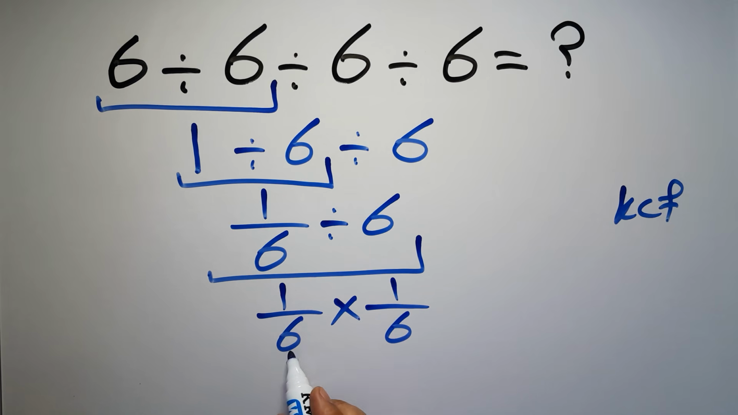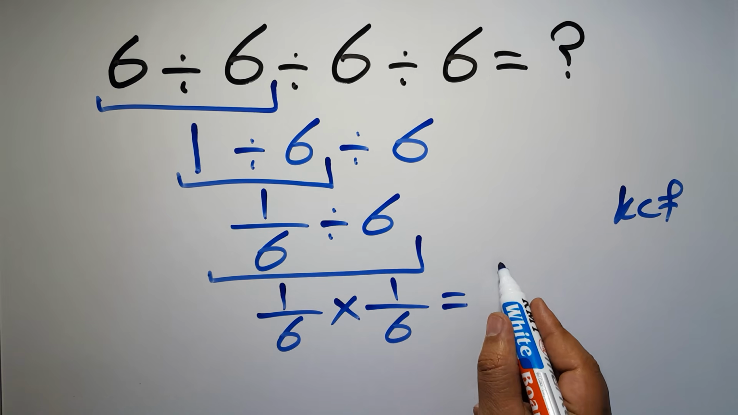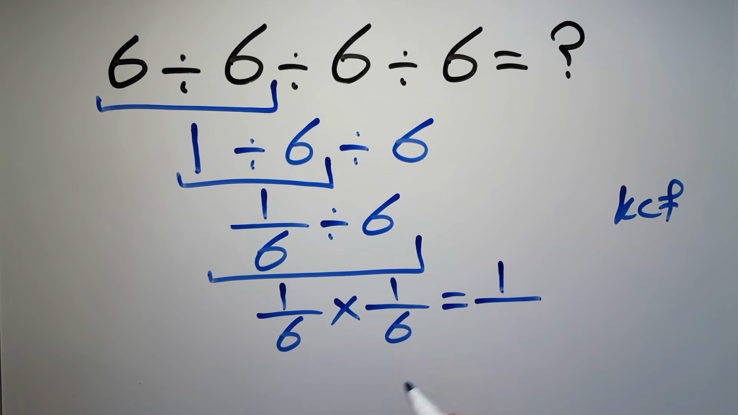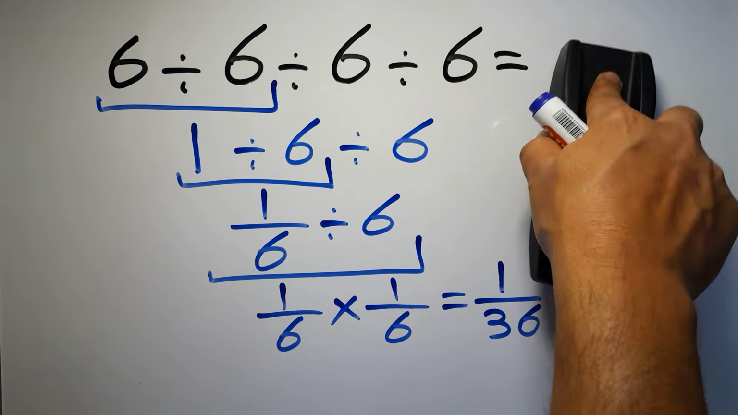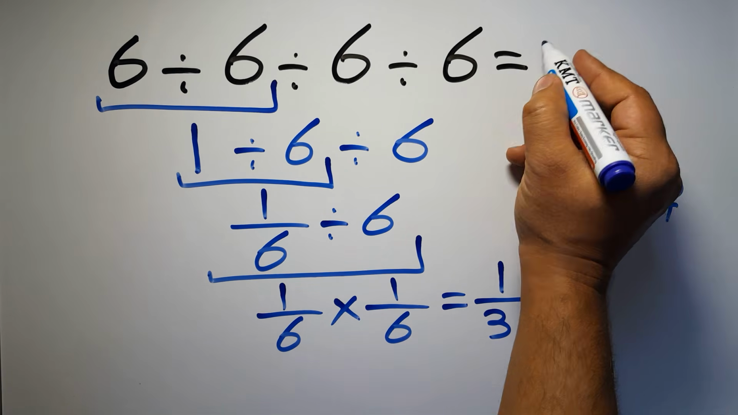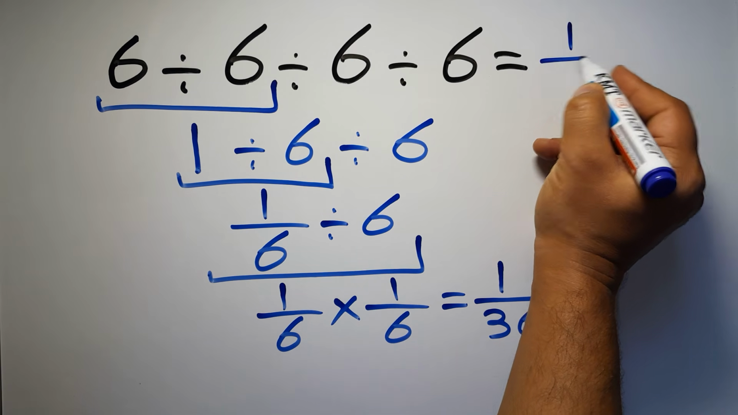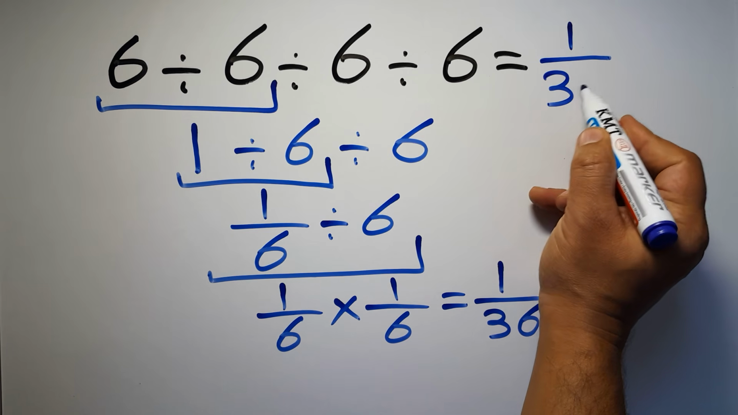So 1 over 6 times 1 over 6, which equals 1 times 1 gives us 1. So 1 over 6 times 6 equals 36. And this is our final answer to this problem. The correct answer is 1 over 36.